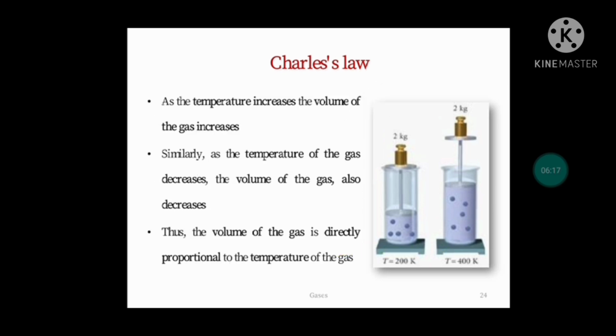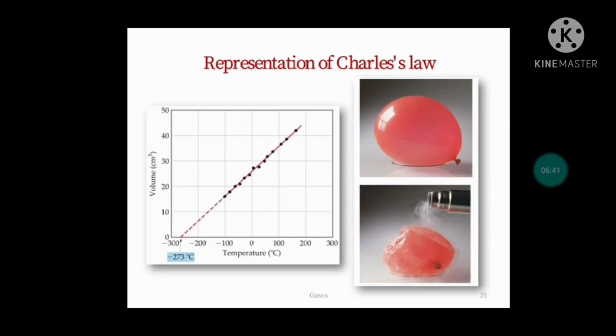So you can check it here, as the temperature increases, the volume of the gas also increases. For example, in the first picture, T is equal to 200 and T is equal to 400. As you can see, T is 200 gives less volume, but T is equal to 400 gives more volume. Same way we can say vice versa. If temperature is decreased, volume is also going to decrease. So volume is directly proportional to the temperature.